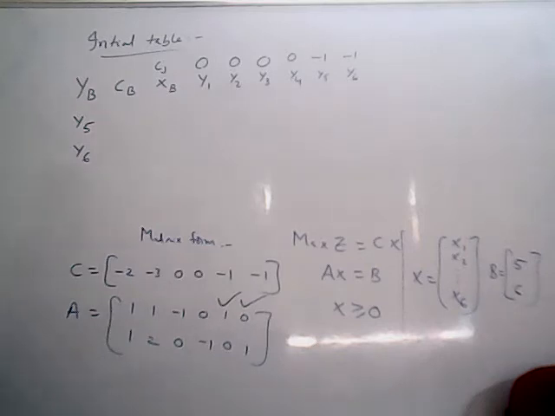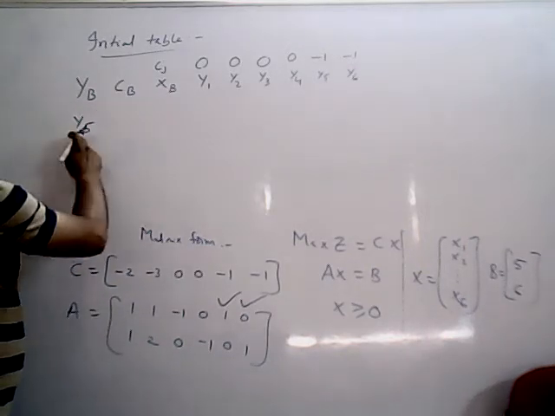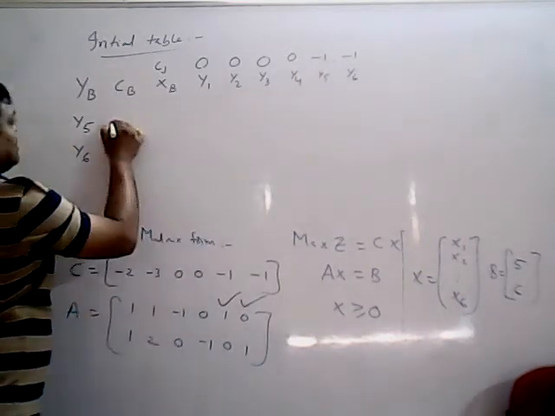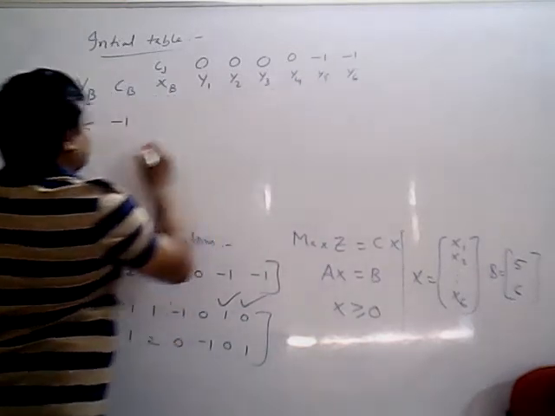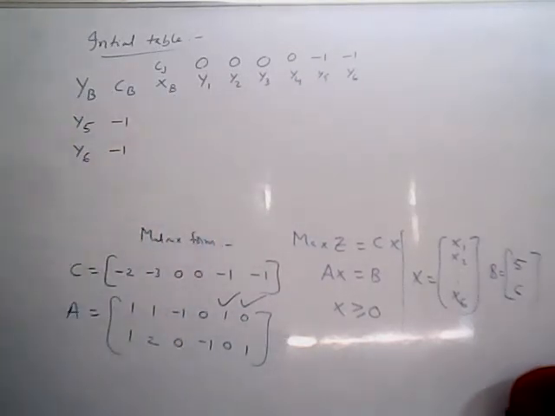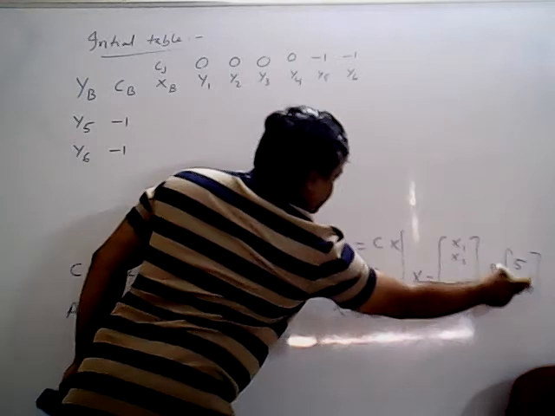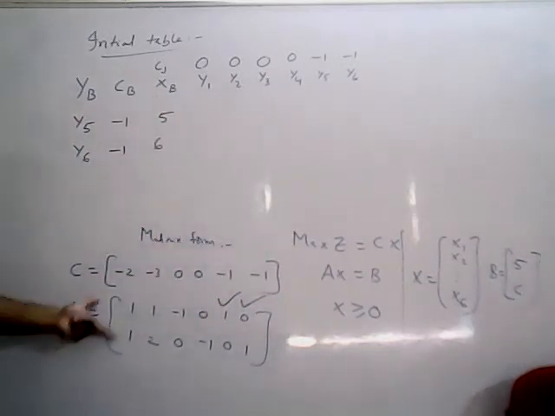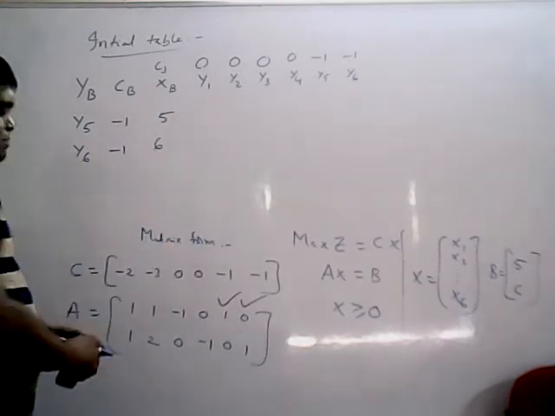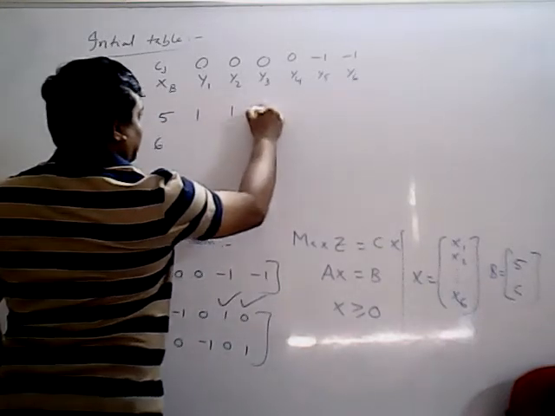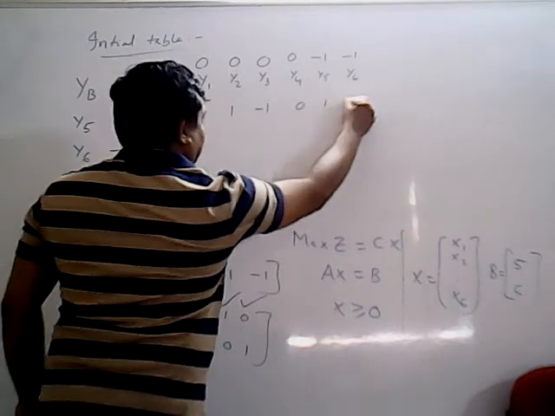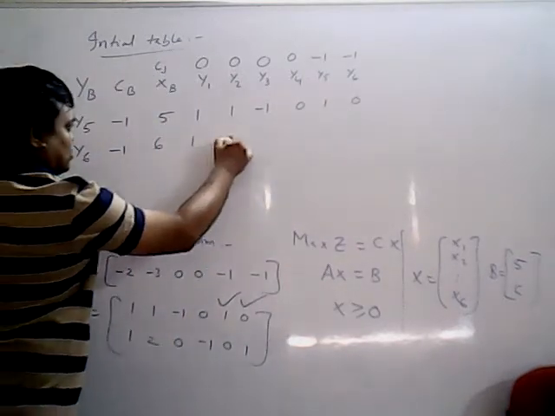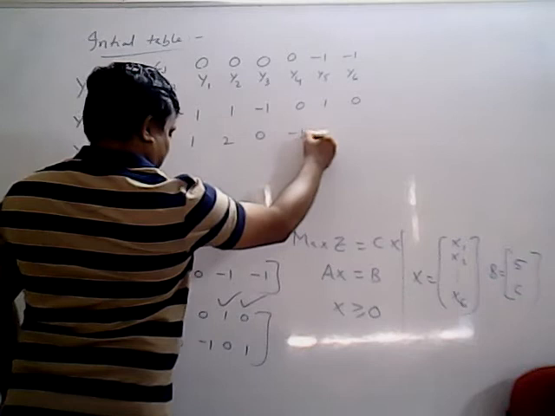So now tell me what is the CB? Y5 variable cost. What is the Y5 variable cost? -1. Y6 variable cost -1. This is very easy compared to big M and ordinary simplex. Okay. So next XB. XB means B values. What is your B values? 5, 6. Next, as it is representation of A matrices. That means what are the values? 1 1 -1 0 1 0, and this one is 1 2 0 -1 0 1.